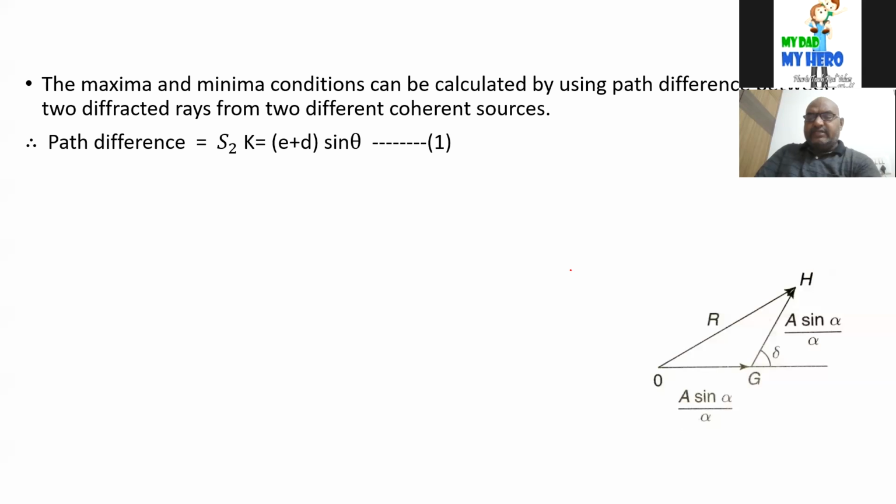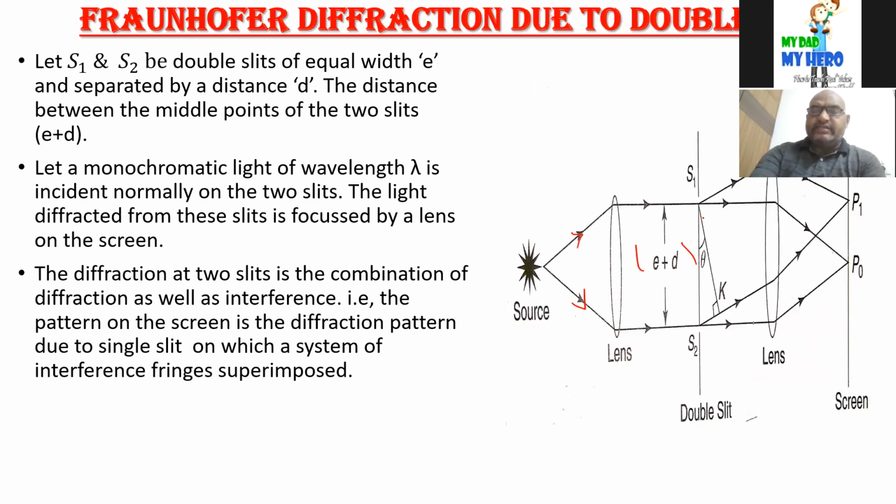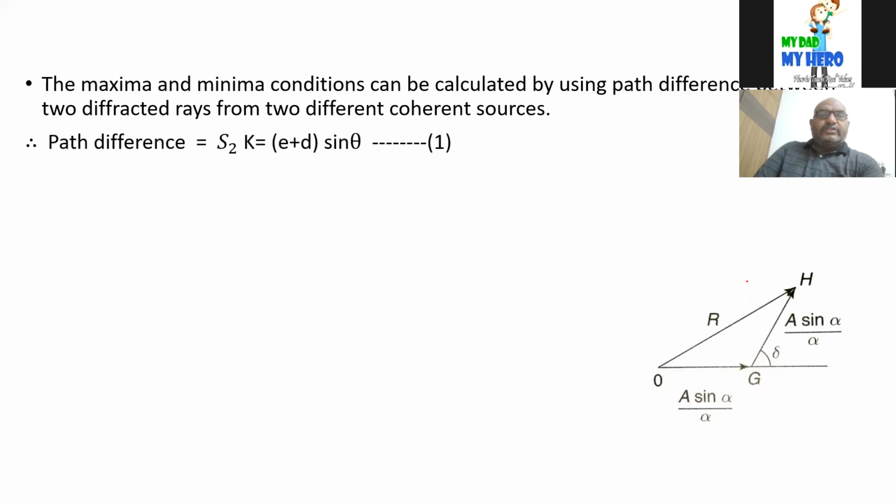From the path differences in the above diagram, the path difference S1, S2, this is S2K, from the diagram. So the path difference S2K is equal to S1S2 sine theta. S1S2 is e plus d, so the path difference is (e plus d) sine theta. And the phase difference delta is equal to 2 pi by lambda into (e plus d) sine theta.